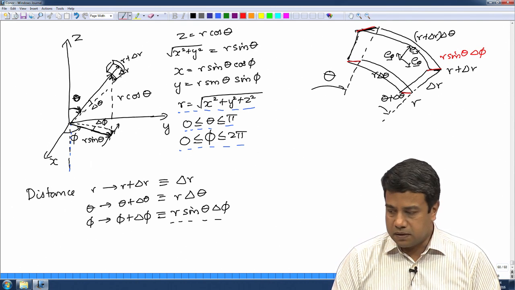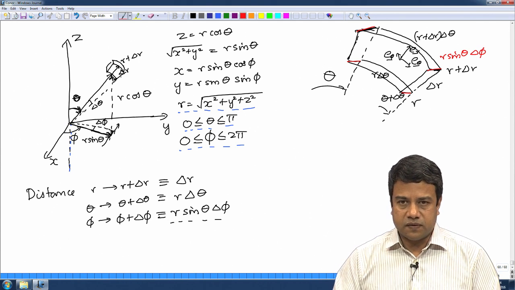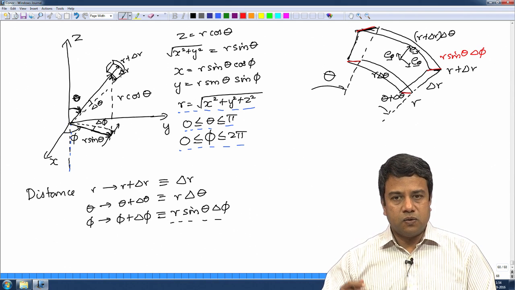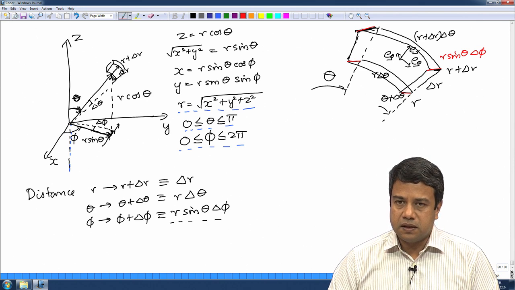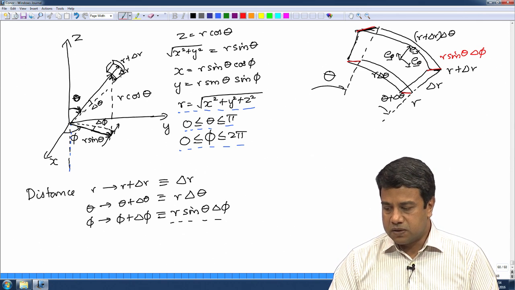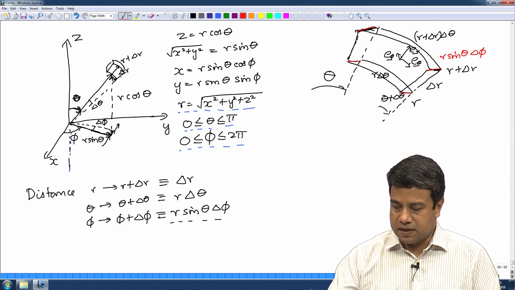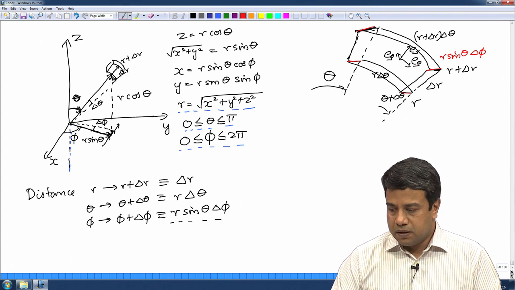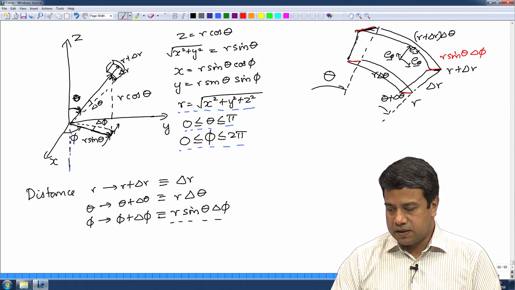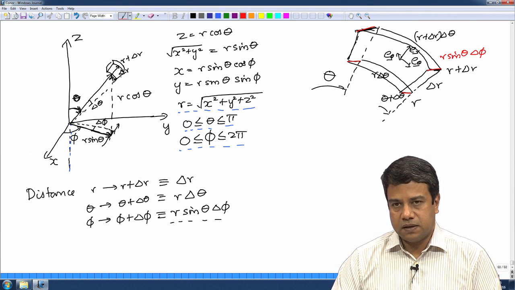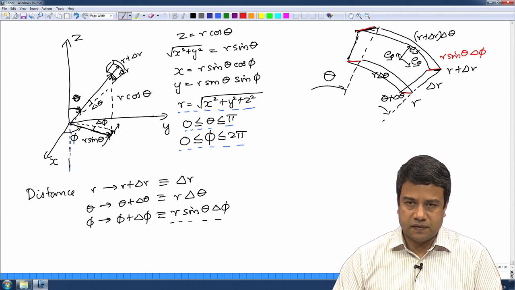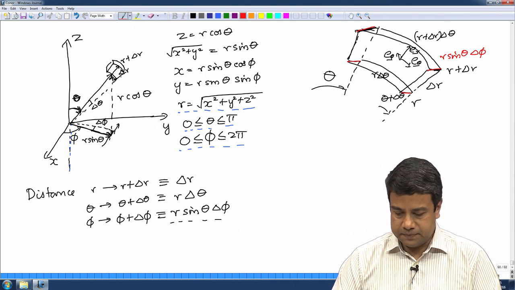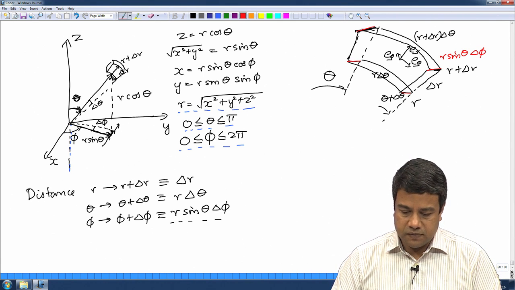Two of the surfaces are perpendicular to the r direction, two of the surfaces are perpendicular to the theta direction, and two of the surfaces are perpendicular to the phi direction. Two surfaces perpendicular to the r direction, in this case, are the bottom and the top surfaces. Two of the surfaces perpendicular to the theta direction are the left and the right faces, and two of the surfaces perpendicular to the phi direction, in this case, are the front and the rear. So, that is the differential volume that I will construct.